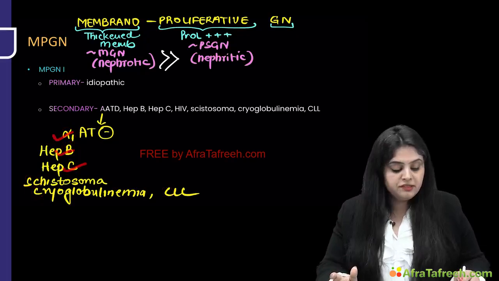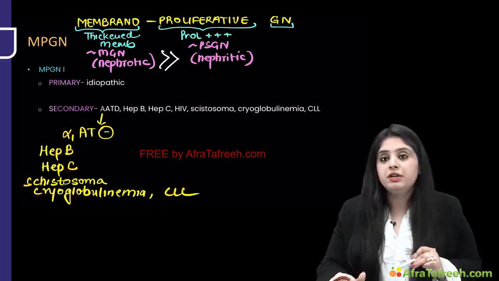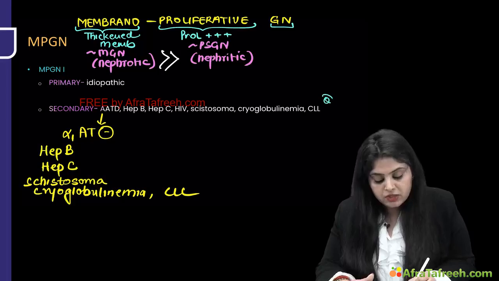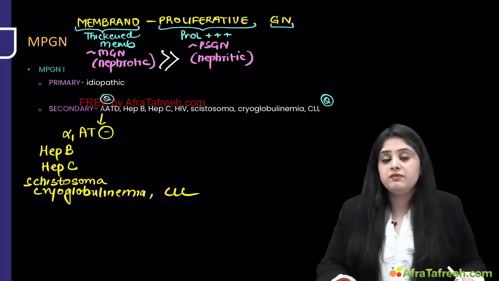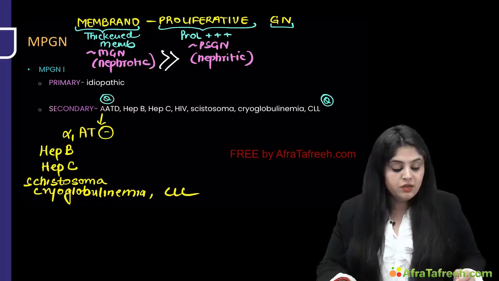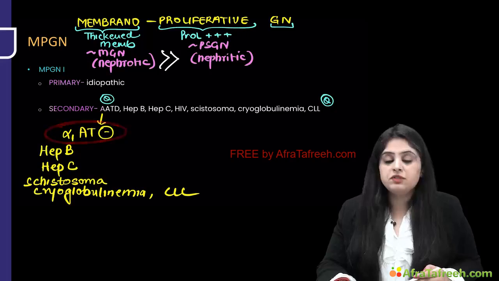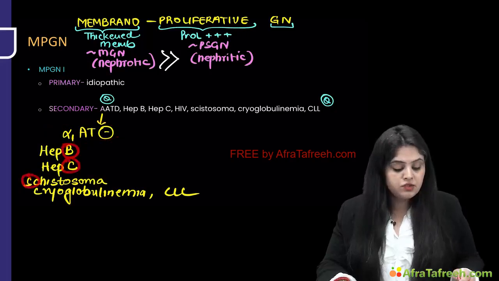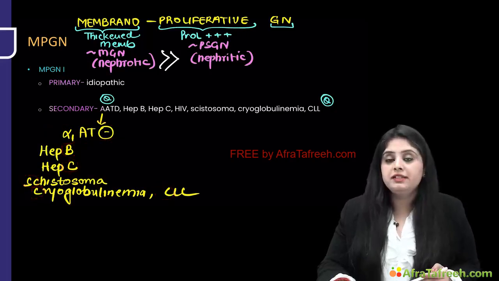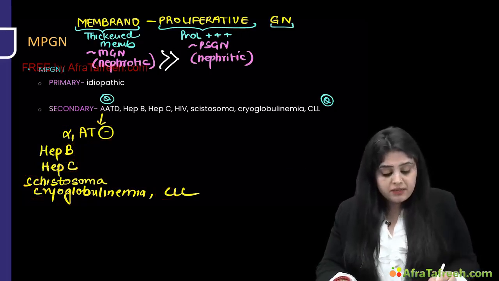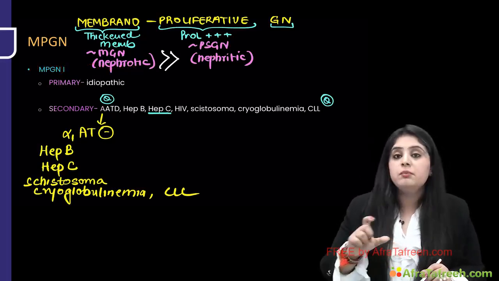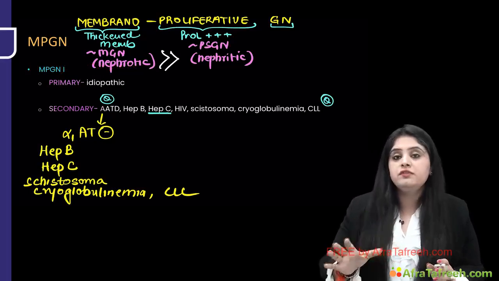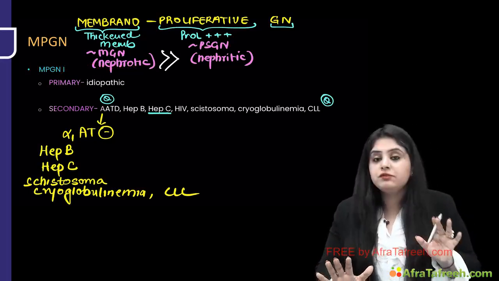So A, B, C, C, C, C, all these causes are coming together, and this CLL question causing MPGN, very important. Alpha-1 antitrypsin causing MPGN, very important. Repeating once again, guys, we have alpha-1 antitrypsin deficiency, hepatitis B, hepatitis C, schistosoma, cryoglobulinemia and CLL. In fact, let me tell you once again, for hepatitis C, they definitely ask you this question, because I was teaching you hepatitis C in a lot of places. I'll be telling you which of them causes what eventually, but this is for MPGN1.